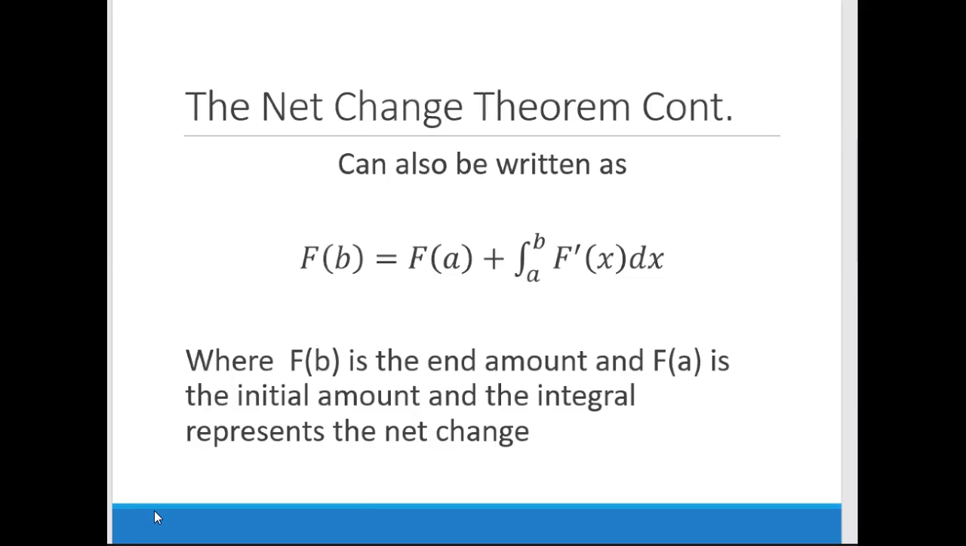The net change theorem can be rewritten a little bit differently. Still at the bottom, I think. Yeah, stay at the bottom. Just use that empty space above: total change equals initial amount plus change in amount from a to b.